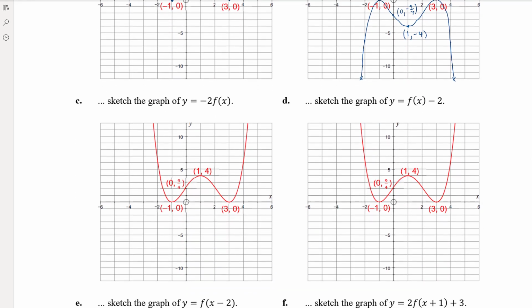Okay, sketching the graph of y equals -2 times f of x. The negative is going to reflect it in the x-axis. The 2 is going to dilate by a factor of 2 from the x-axis. So we're going to multiply the y values by -1 and also double the y values. So (1, 4) goes to (1, -4) when we reflect in the x-axis, and then we're also dilating, so it actually goes to (1, -8).